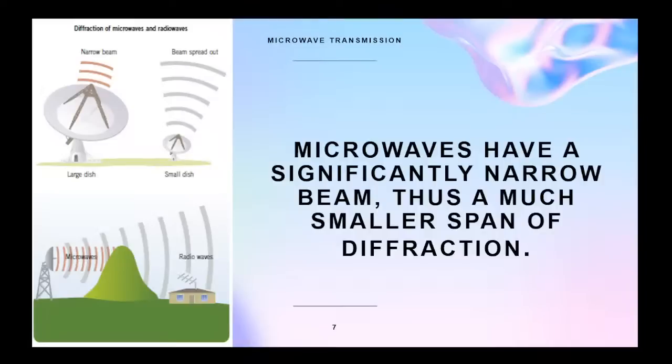All right, now we have microwaves. Microwaves have a significantly narrower beam, right? If you see the depiction here to the left, you have these radio waves depicted with the gray waves. You have the microwaves with the orange ones. They are much more concentrated. They have very small beam divergence, a very narrow beam.